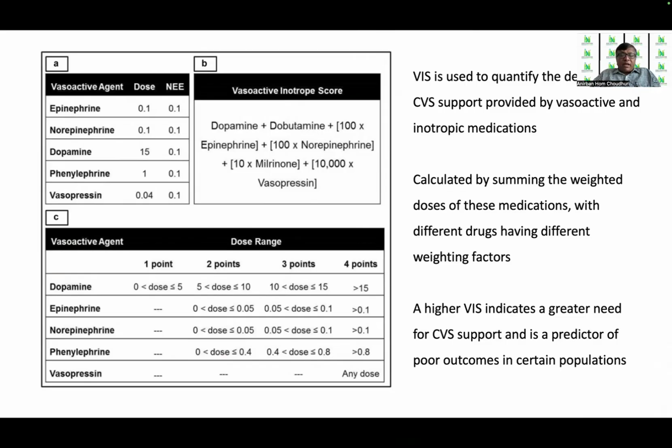And when the calculated vasoactive inotrope score increases, a higher score indicates a greater need for cardiovascular support, and it is a predictor of poor outcomes in certain populations.